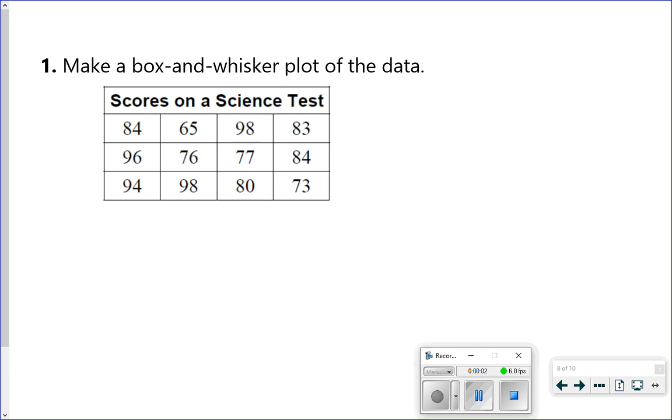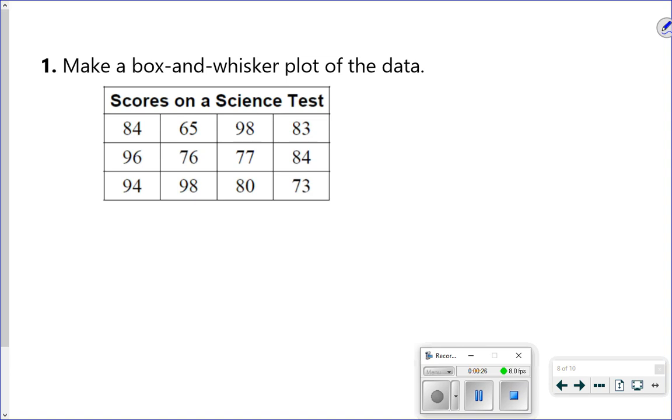Today we're doing the 10.6 extension, generating multiple samples. So for the first type of problem, they're going to ask you to make a box and whisker plot of data. And usually we're going to use this where we're looking at more than one set of data. But right now I just want to go through the steps for box and whisker in case you didn't do this last year in 6th grade.